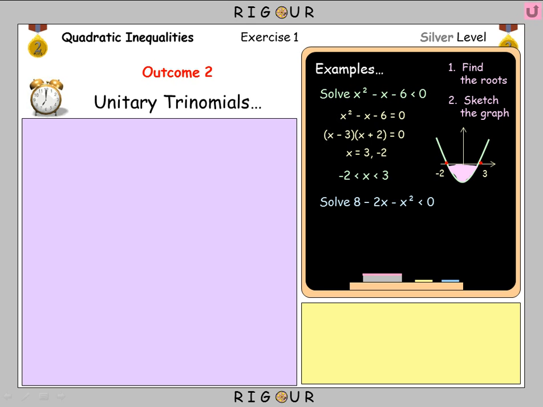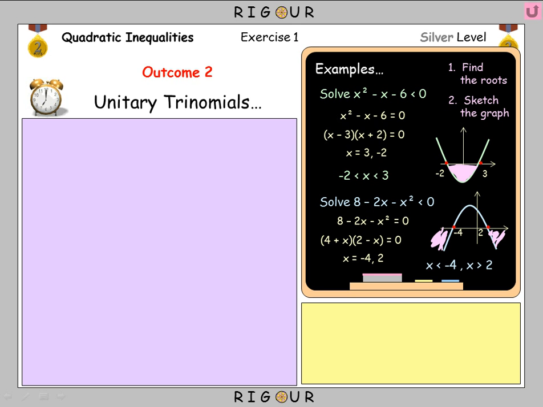Second example, 8 minus 2x minus x squared is less than 0. So again, set equal to 0 and factorise. This is going to give us (4 plus x)(2 minus x), which is giving us roots of minus 4 and 2. Sketching the graph, this one's going to be a maximum because the coefficient of x squared is negative, and it's got roots of minus 4 and 2 shown. We want to know whether this is less than 0, so below the x-axis. So that's where we've got the two answers again, here and here. So when x is less than minus 4 and when x is greater than 2.